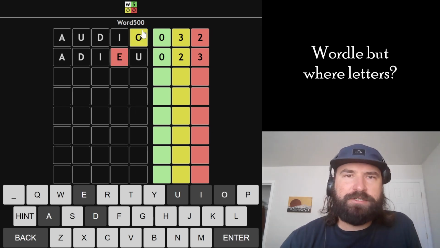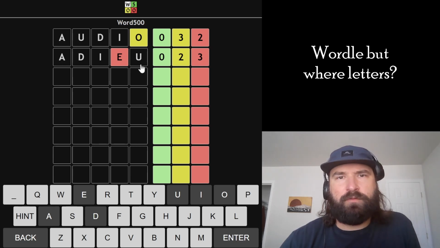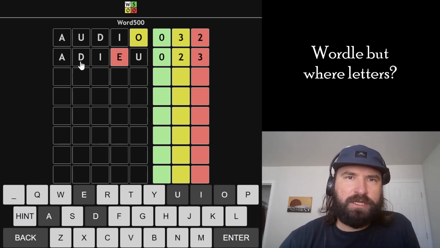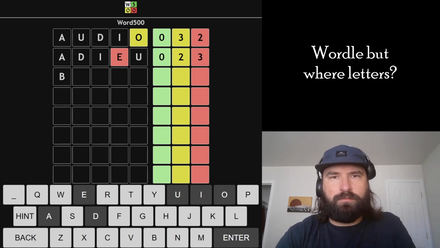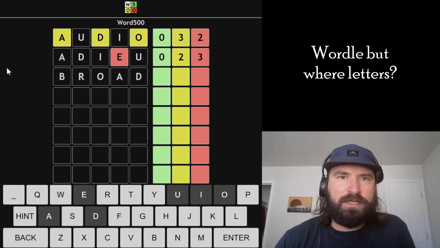The only letters that change are the E and the O. So if we have more letters from audio than we have from a do, like we do here, we know the O is in and the E is out. I'm just going to go broad. So I'm moving the O, and I'm trying the A and the D as our other yellows there.